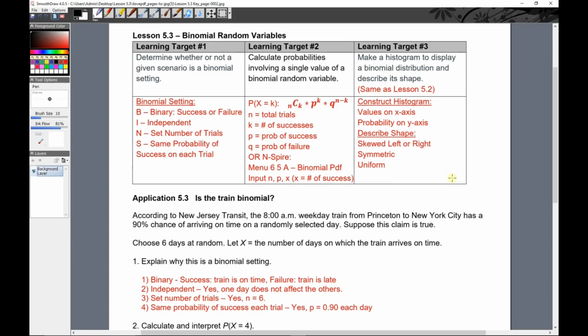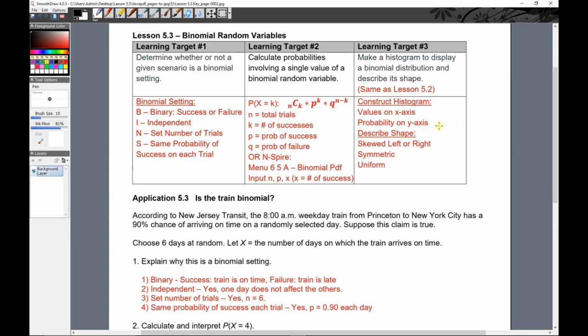All right, and the third learning target is to make a histogram to display a binomial distribution and describe its shape. It was the same as the previous lesson. Build a histogram. The values of your random variable go on the x-axis, the probability on the y-axis. Then you can draw the histogram.